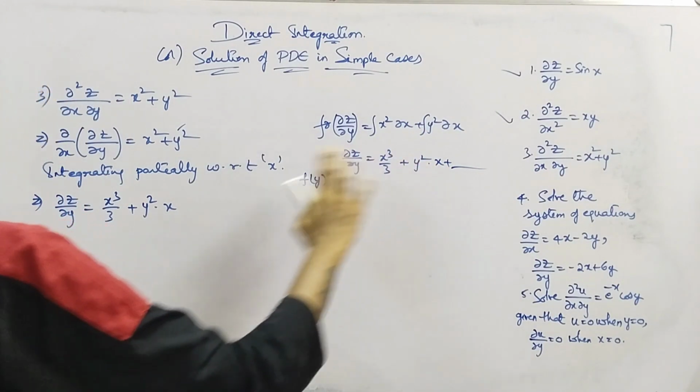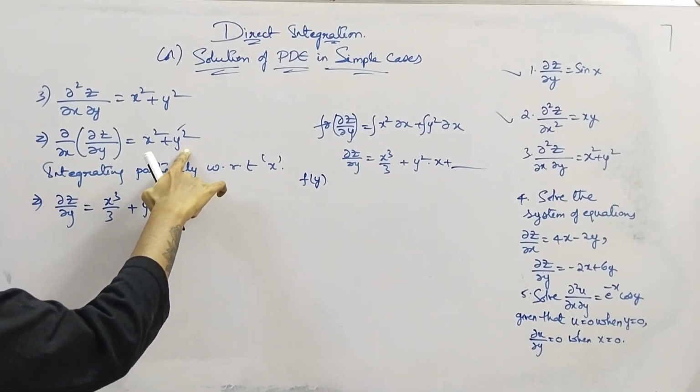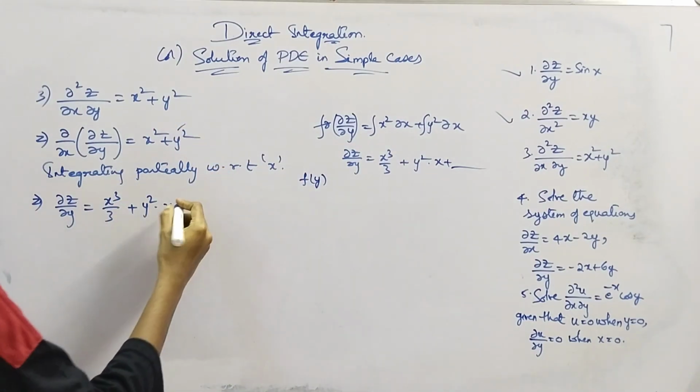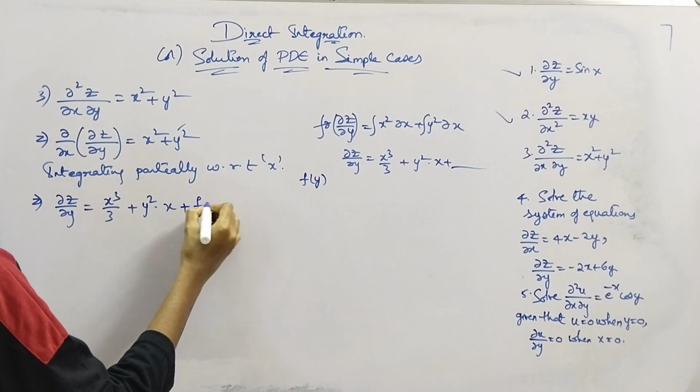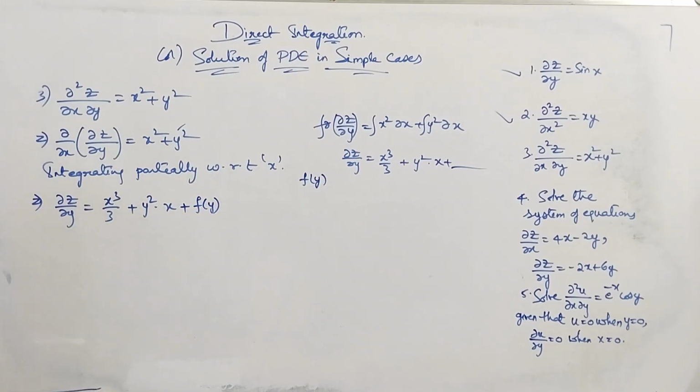You should not do all this every time. Whenever you see constant, put x, but plus some constant of integration f of y. Again, you have dou z by dou y. Let's integrate partially with respect to y now.